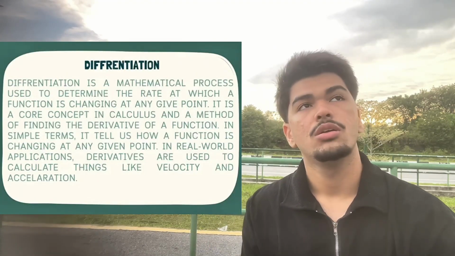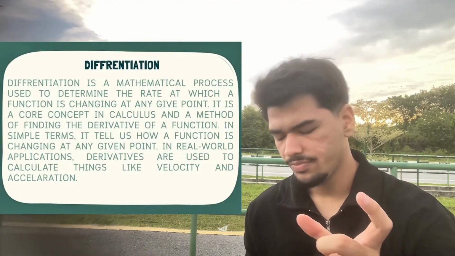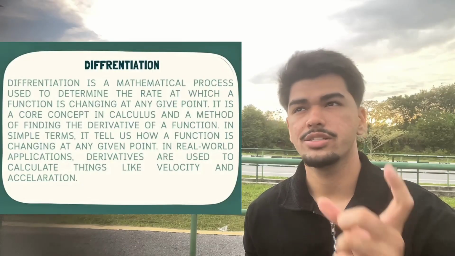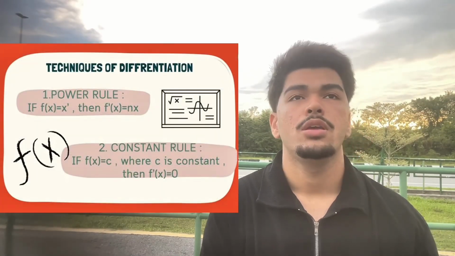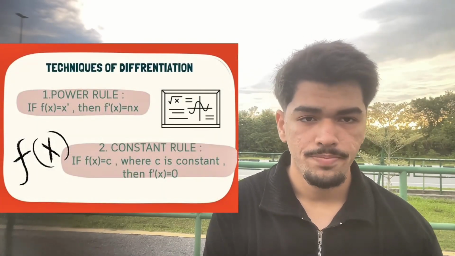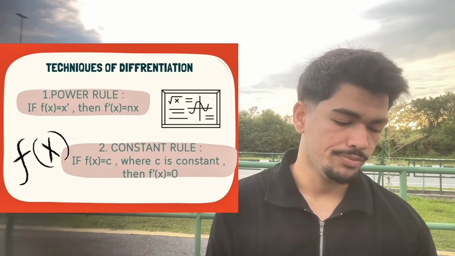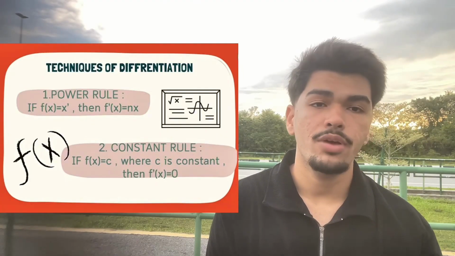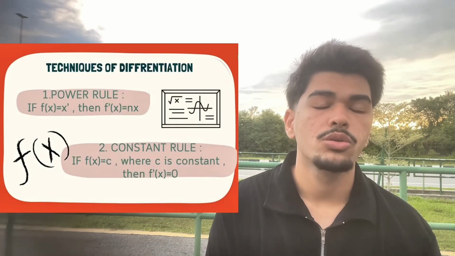In real life, the derivative is used to measure the change of things like speed and acceleration, or we call it velocity. So there are a few techniques to determine the differentiation. The first one is the power rule. If f(x) equals x^n, then f'(x) equals nx^(n-1). Second, the constant rule. If f(x) equals c, where c is a constant, then f'(x) equals 0.